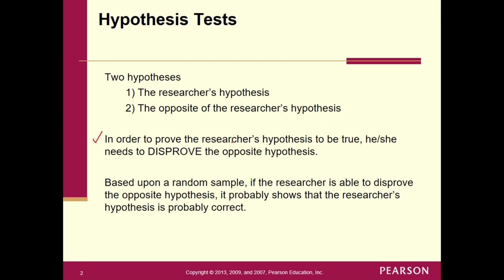The idea is that based upon a random sample, if the researcher is able to disprove the opposite hypothesis, it probably shows that the researcher's hypothesis is correct. It's probably correct. Probably have too many probables in there, but that's fine. So keep in mind that we actually test this one right here, to help us understand that.